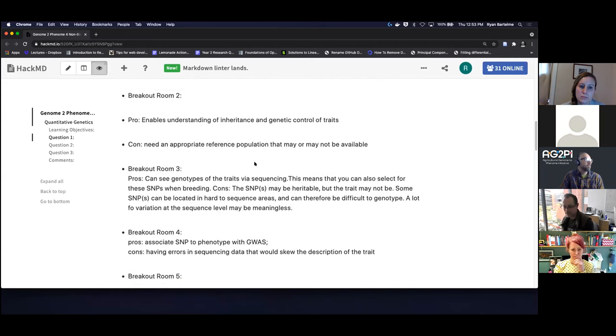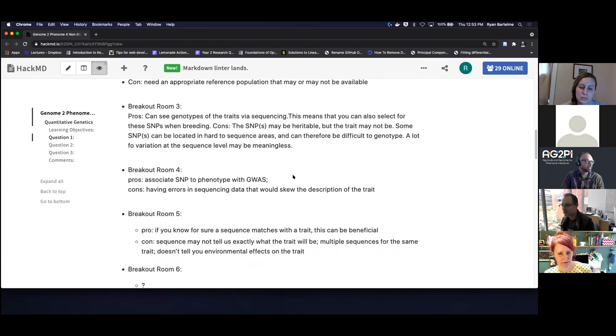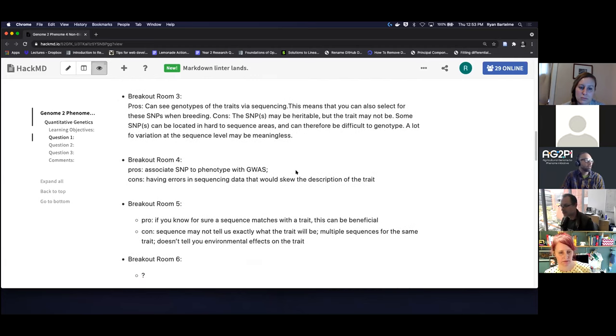Breakout room two enables the understanding of inheritance and genetic control of traits. A con is an appropriate reference population may or may not be available. So you have to find a population, make one up, choose it, which has its own caveats, right? That's a really good con from breakout room two.